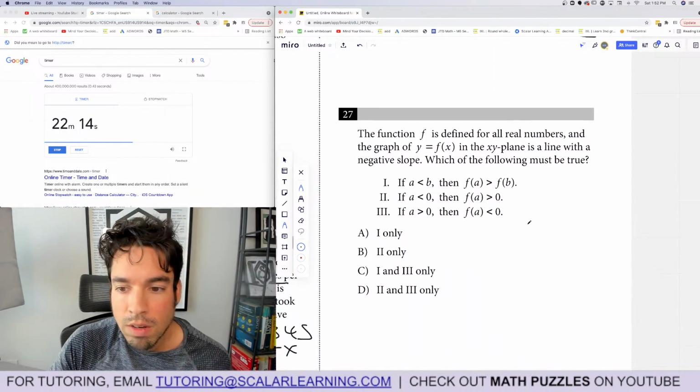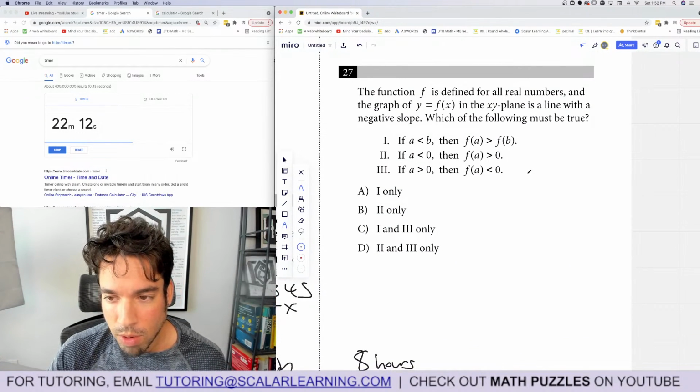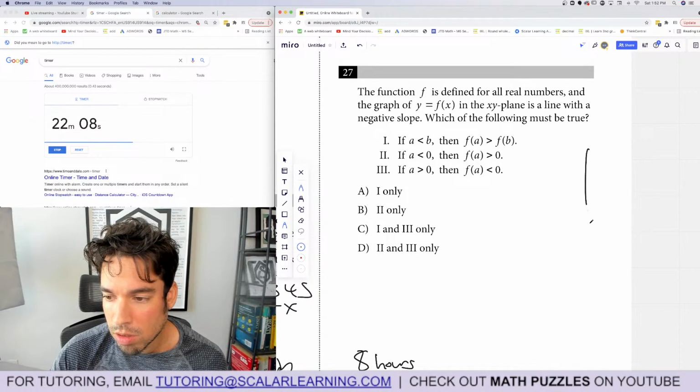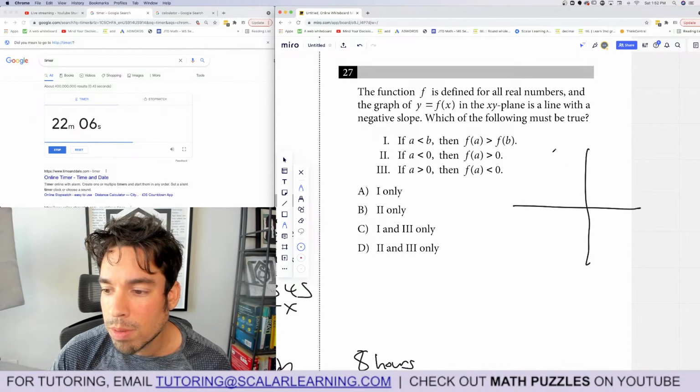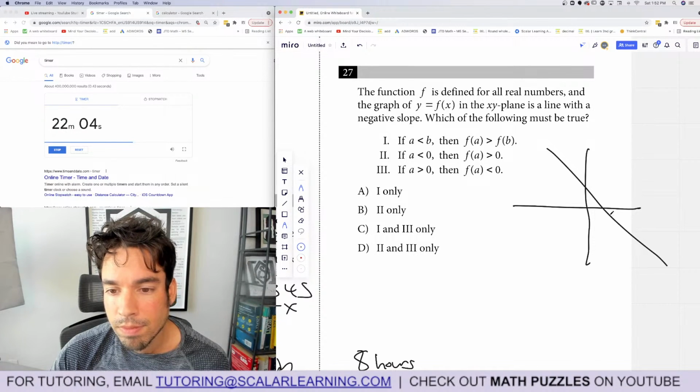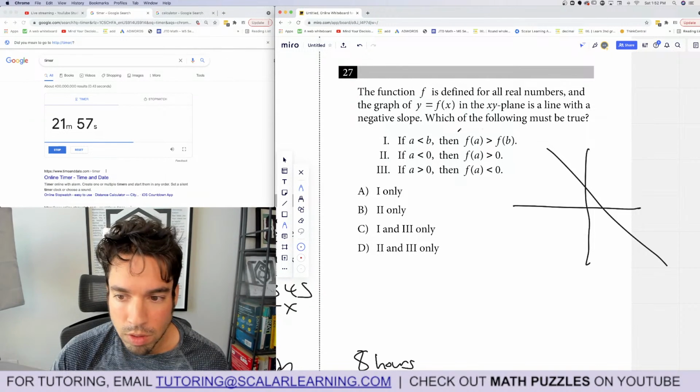All right, 27. Function f is defined for all real numbers, and the graph of y equals f of x in the xy-plane is a line with a negative slope. So a negative slope looks like that. Which of the following must be true?